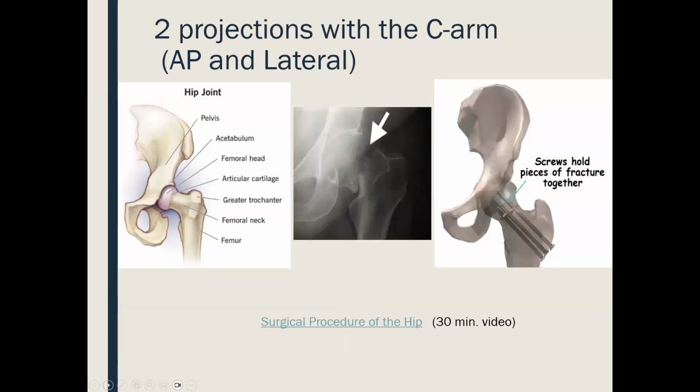This is what an AP projection looks like of the hip. You can see with the image in the center where the femoral neck is fractured.